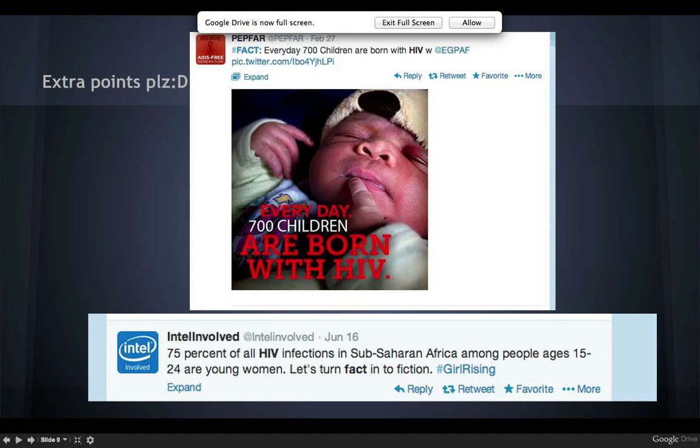And these are some sources that I found on Twitter: every day 1,700 children are born with HIV, which is really sad. And this is new information: 75% of all HIV infections in sub-Saharan Africa among people ages 15 to 24 are young women. If it's a woman, it's easier to spread the HIV, because HIV is transmitted from mother to child.